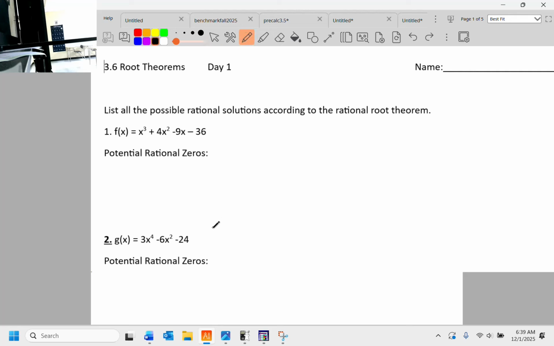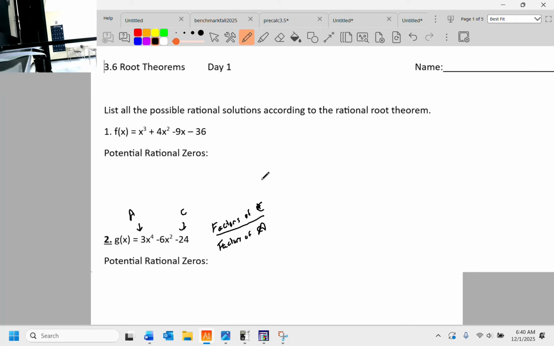And I just teach this as factors of A, which is the first number you see, over factors of C, you know, for constant. A is always the first thing, C is just a constant. So, I wrote that backwards. Factors of C over factors of A.